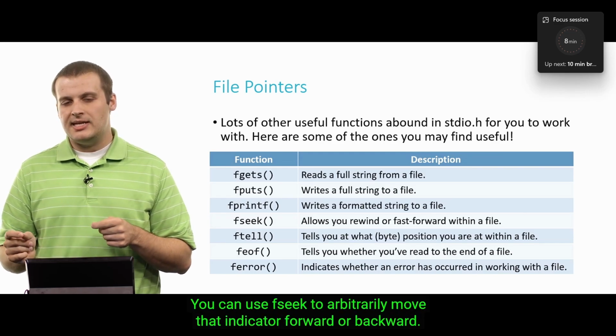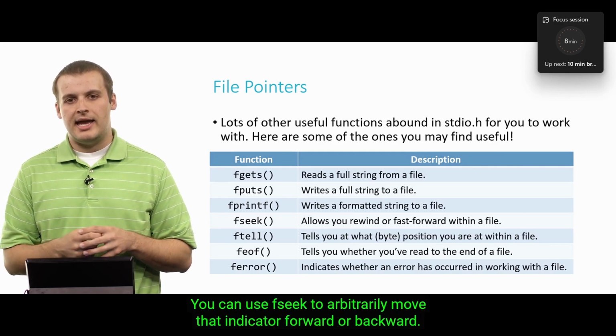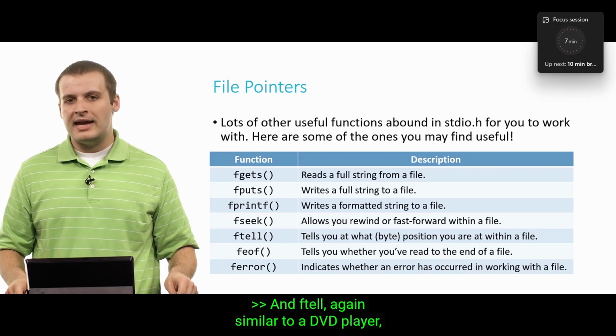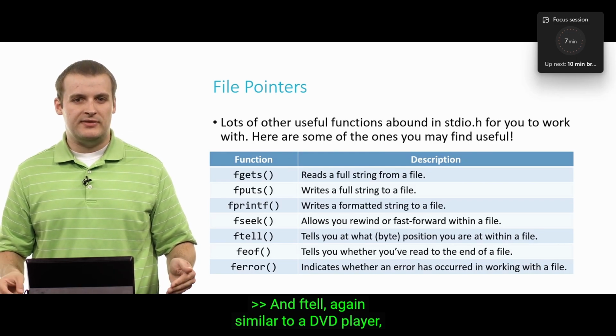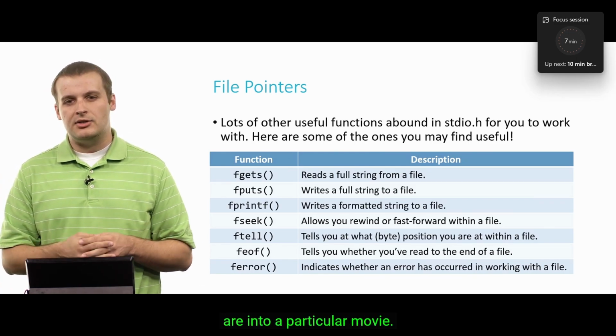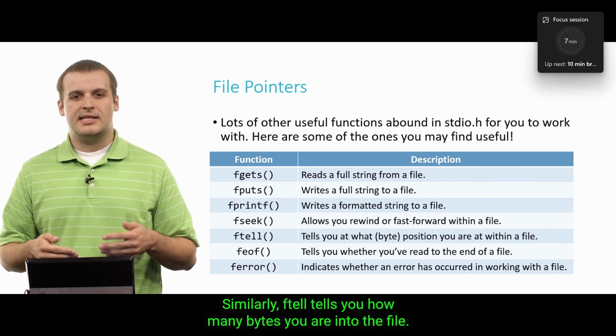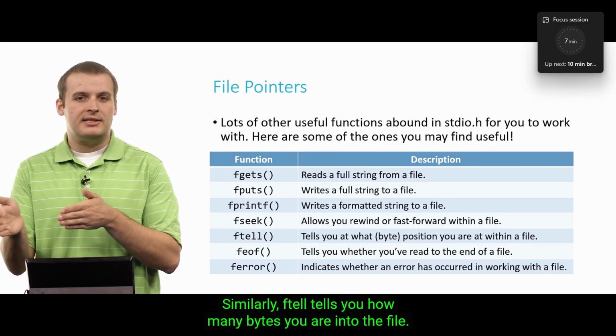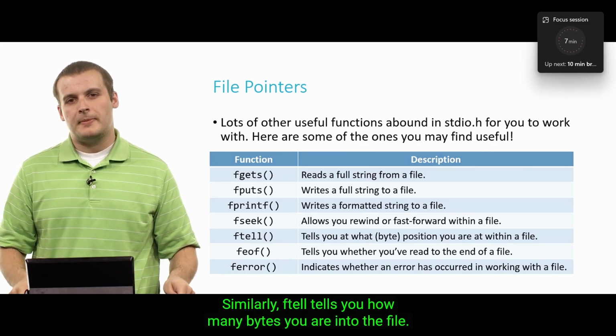You can use fseek to arbitrarily move that indicator forward or backward. And ftell, again, similar to a DVD player, is like a little clock that tells you how many minutes and seconds you are into a particular movie. Similarly, ftell tells you how many bytes you are into the file.